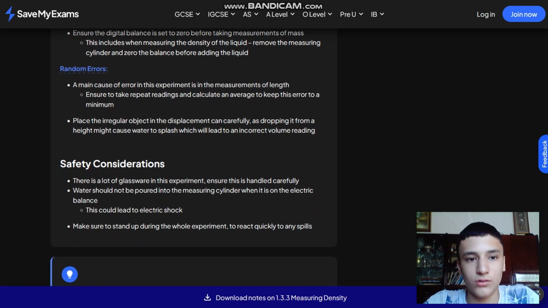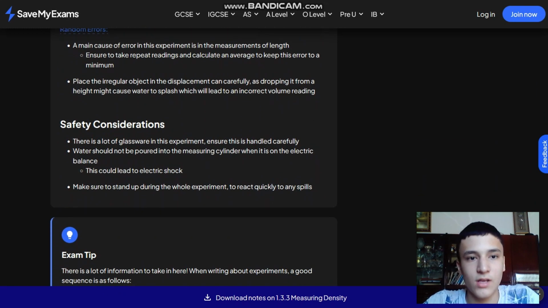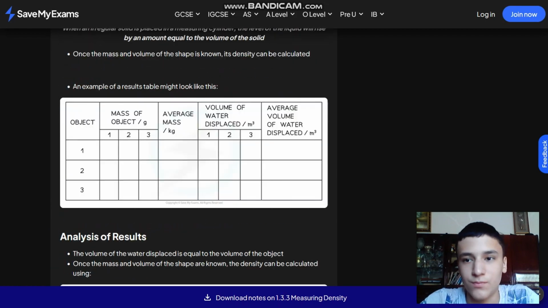So, safety considerations: there is a lot of glassware in this experiment. Ensure it's handled carefully. Water should not be poured into a measuring cylinder when it's on the electric balance, because this can lead to an electric shock. Nobody wants to get an electric shock by doing experiments, so be careful.